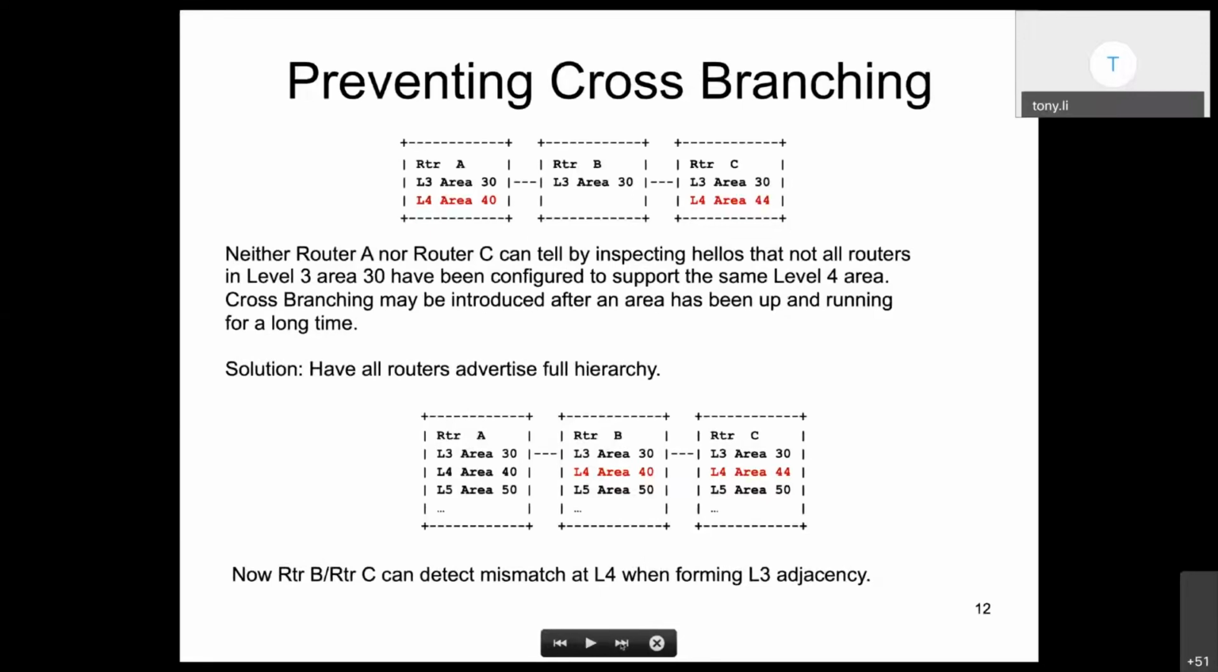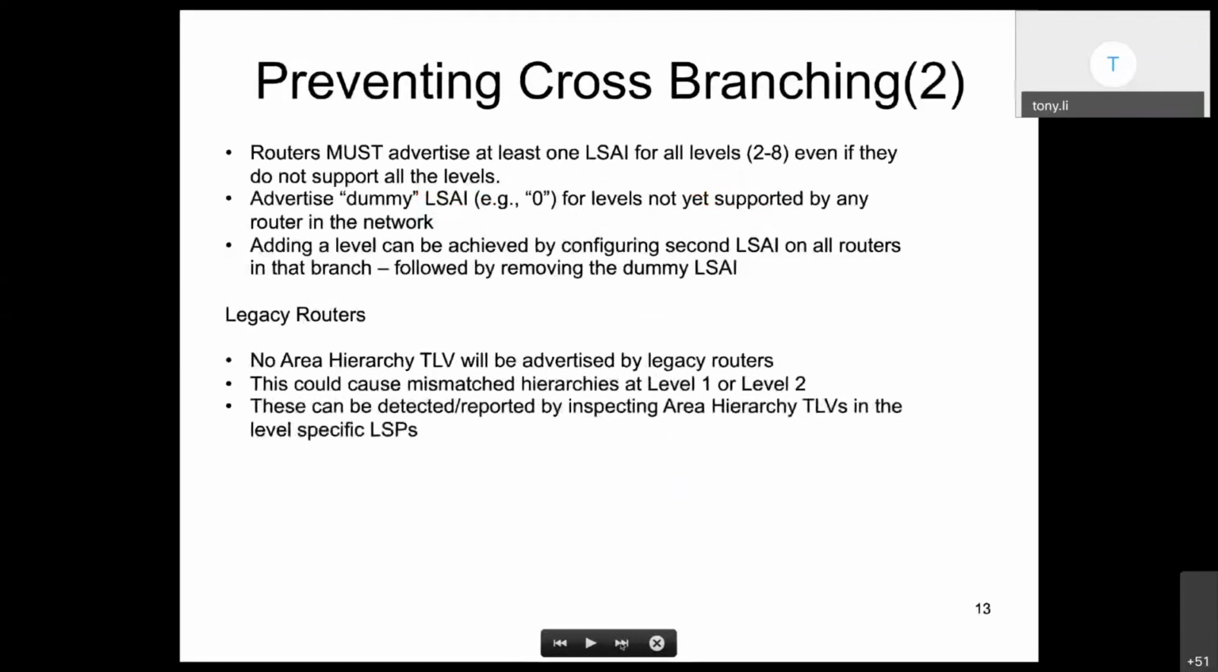Don't form the level 3 adjacency because level 4 doesn't match, and therefore we get around that problem. Next slide, please. Okay, so here's basically all the rules. If you have information about where you are in the hierarchy, you must advertise it. If you do not know what levels you have supported, you can advertise a dummy LSAI, and we're just using 0.